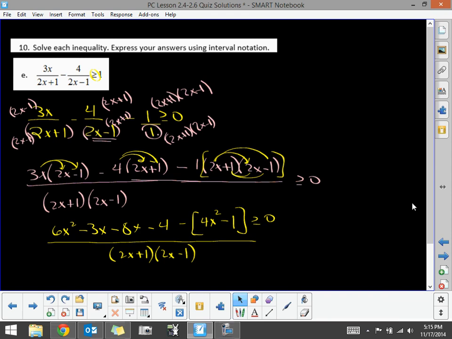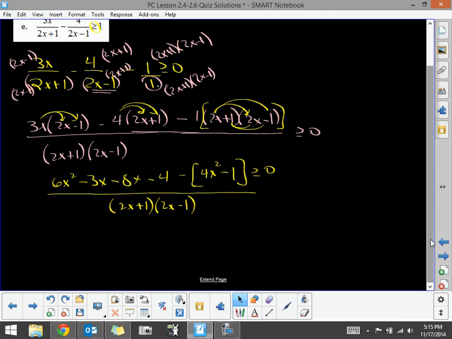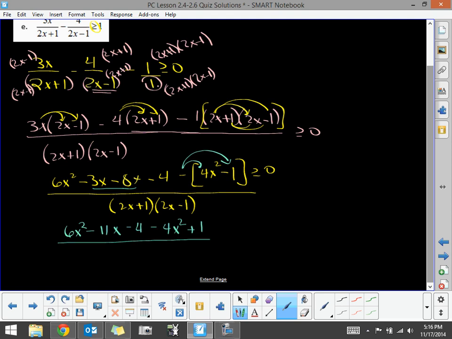Now we'll go with another round of simplification here. So now what I want to do is take my 6x squared minus 3x. I guess I could simplify those as long as I'm going along this path. These two are like terms, so minus 11x minus 4. Then I want to distribute, so it's going to be minus 4x squared plus 1 all over our common denominator of 2x plus 1 times 2x minus 1, and that has to be greater than or equal to 0.